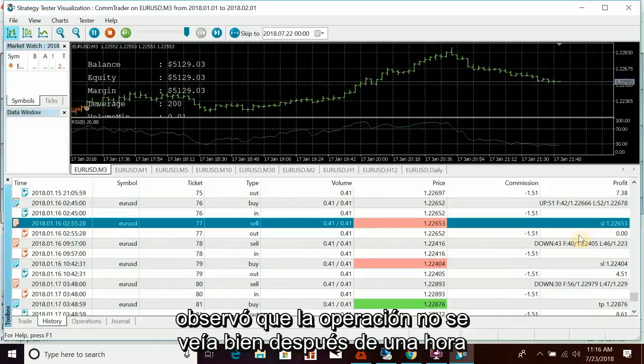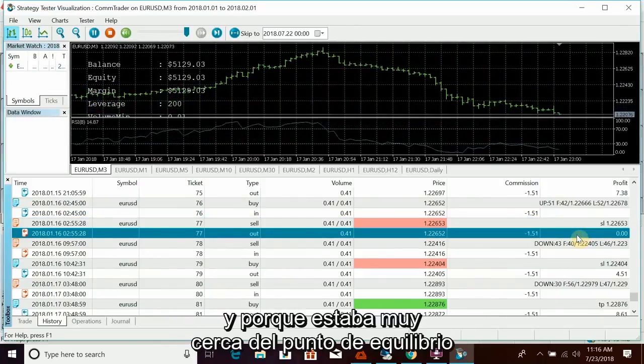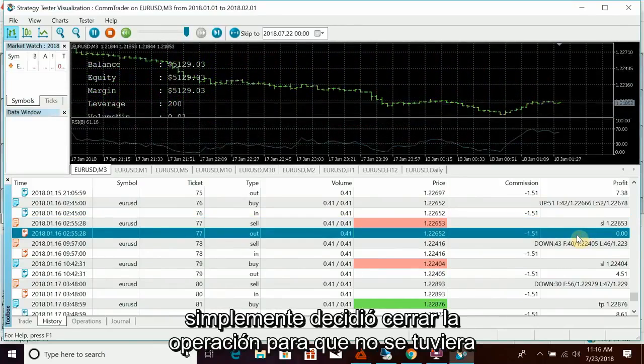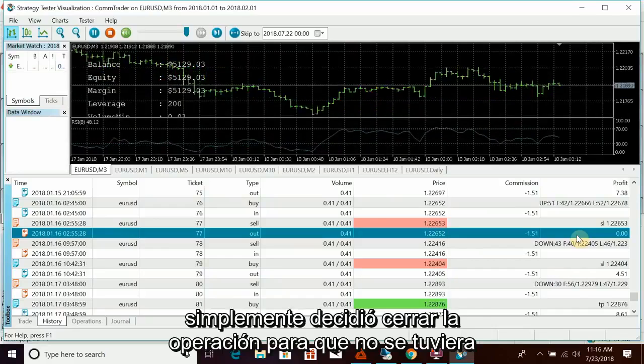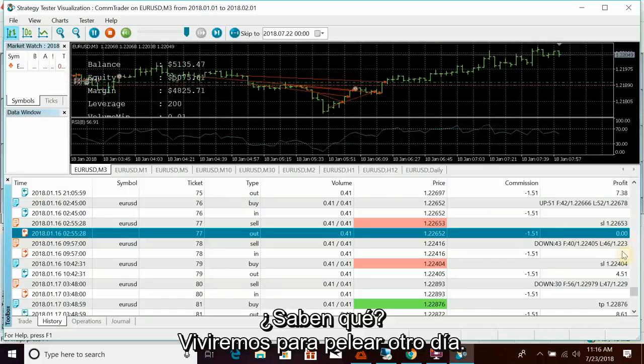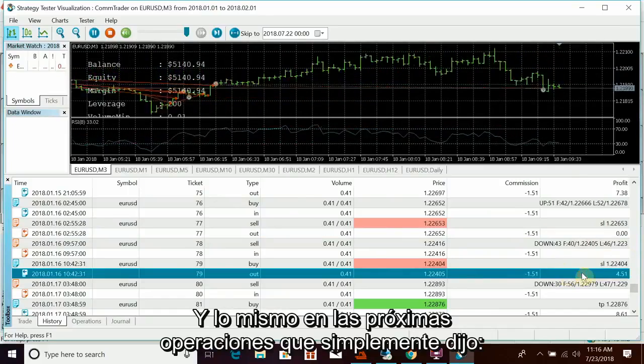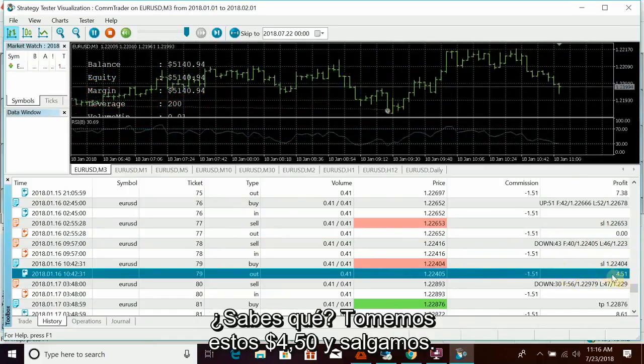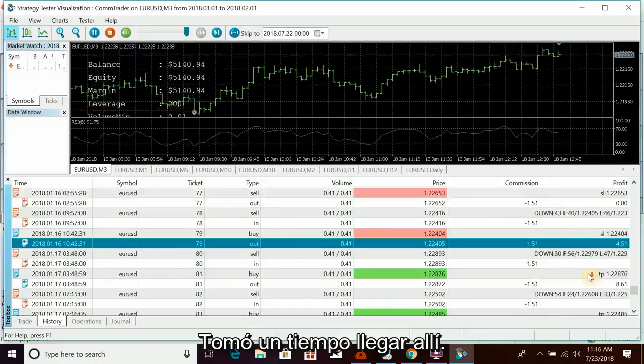It saw that the trade was not looking great after an hour, and because it was close to break even, it just decided to close the trade. So we wouldn't have to even deal with creating a hedge trade. It just said, you know what, we'll live to fight another day. And the same thing on the next trade, it said, you know what, let's just take $4.51 and get out. It's taken a while to get there.